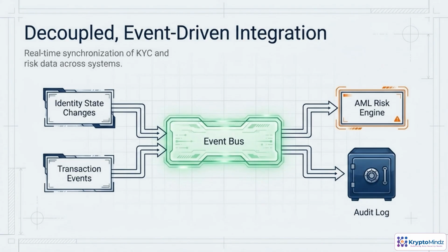In a production KYC and AML platform, you want components reacting to events, not polling each other. Every meaningful identity change and every transaction emits an event. Those events land on a shared bus, which becomes the contract between producers and consumers. The AML risk engine subscribes to exactly the streams it needs in real time. The audit subsystem does the same, persisting signed, immutable records. This event-driven pattern lets you evolve risk logic, add new consumers, and scale independently without rewriting the core flows.